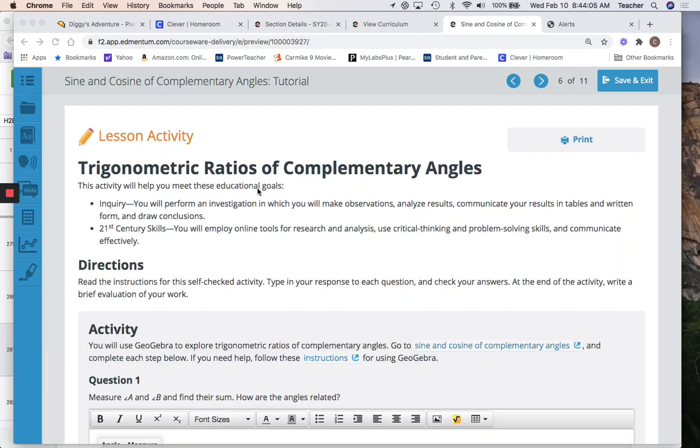All right, you guys, so we are in the second lesson of Unit 4, sine and cosine of complementary angles. First thing you need to remember is what complementary means. Complementary means you have angles that have a sum of 90 degrees. All right, so we're on slide number 6.